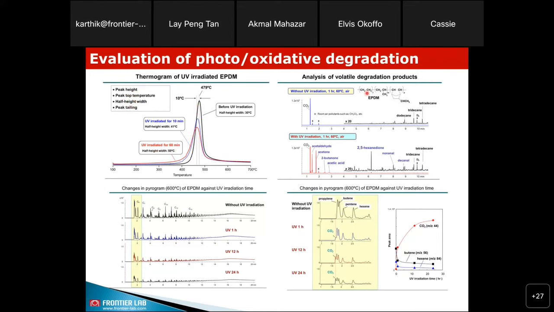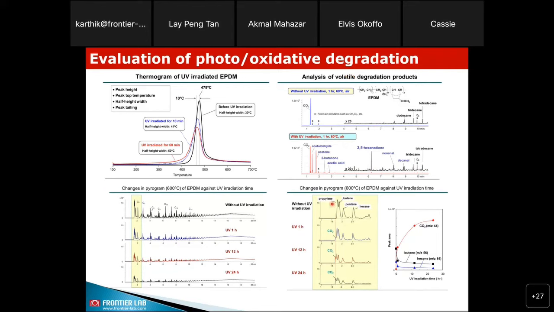The other one is the analysis of volatile degradation products. So you have a thermal desorption study here. Initially you have your sample exposed to air for 1 hour, then you see what compounds are being released at 60 degrees without any UV light. At the same time, you have 1 hour of exposure to air at 60 degrees with UV light, and then you can see a lot of additives being released. So this shows the degradation due to photo-oxidation.